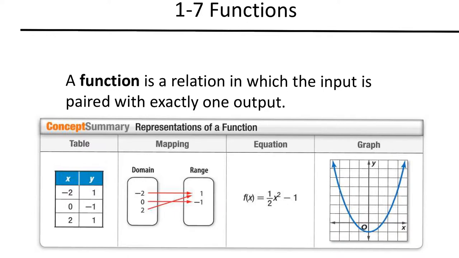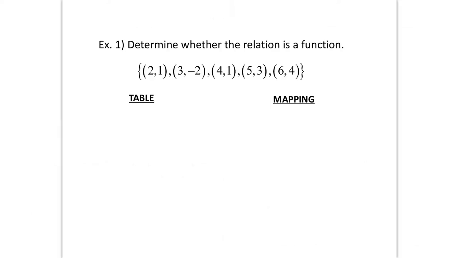So let's go ahead and start with the first example. Right now I do have a relation, so you can see a set of ordered pairs. (2, 1) is the first point, (3, -2) is the second point, (4, 1) is the third, (5, 3) is the fourth, and (6, 4) is the fifth point. So right now I don't know if it's a function, so I'm just going to put the name relation. Actually, let me just underline the word relation here. Okay, so it is a relation.